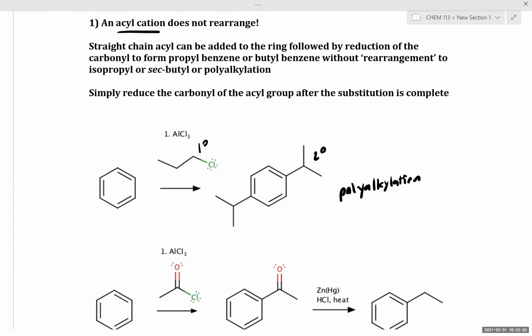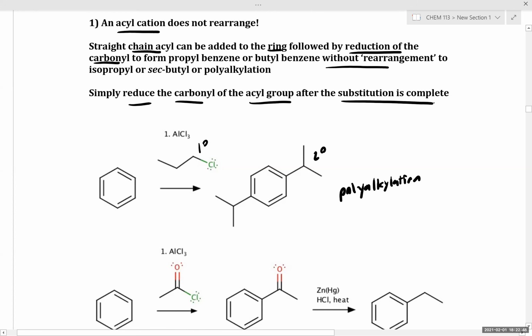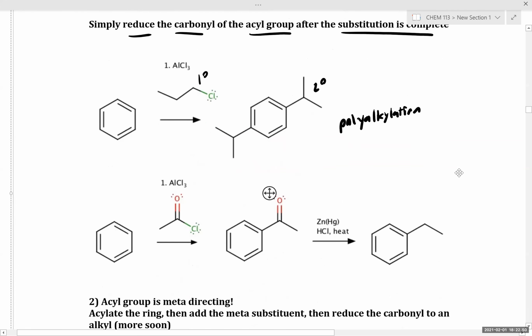With acylation, you can add the straight chain acyl group to the ring, and then we can reduce the carbonyl without rearrangement. So the carbonyl of the acyl group can be reduced after substitution under relatively facile conditions. So in this case, we see reaction with the desired regiochemistry. We get reaction at the primary position, quote unquote, and we only see monoalkylation.